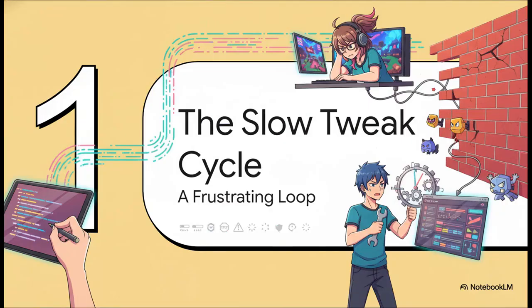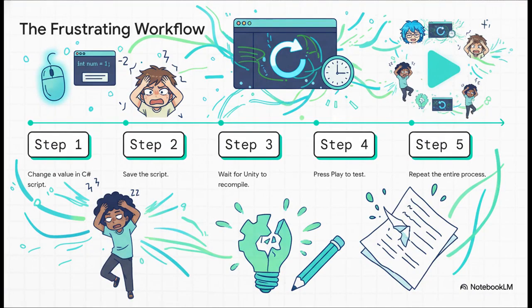That whole process, that constant back and forth between writing code and actually playing your game, we're going to call the slow tweak cycle. And honestly, it's one of the biggest hurdles for new developers. It puts this huge wall between your creative ideas and the immediate feedback you need to make your game just feel right. Every tiny adjustment, every little experiment with a number requires a full stop, a recompile, and a complete restart of your test. And this slide lays out that whole frustrating workflow perfectly.